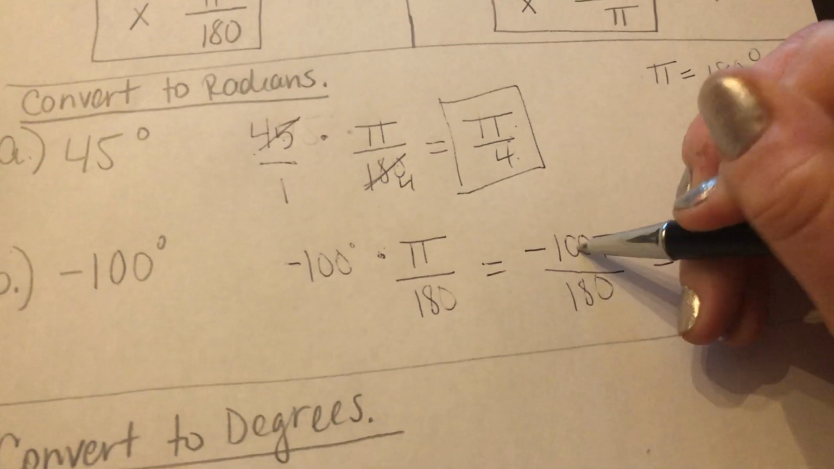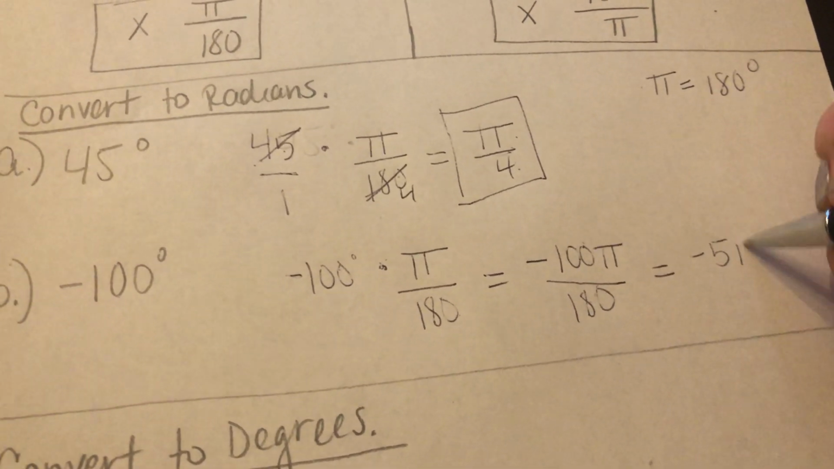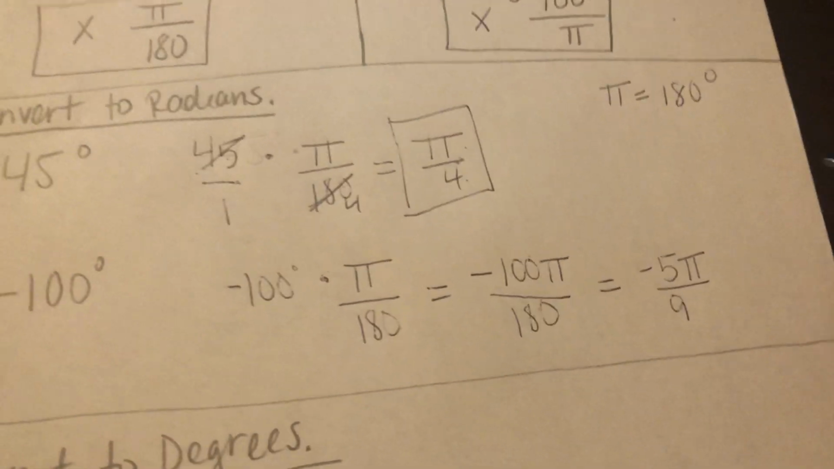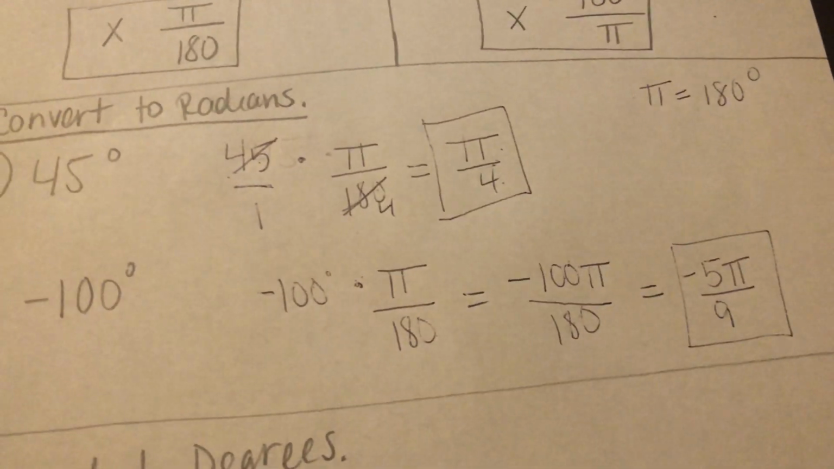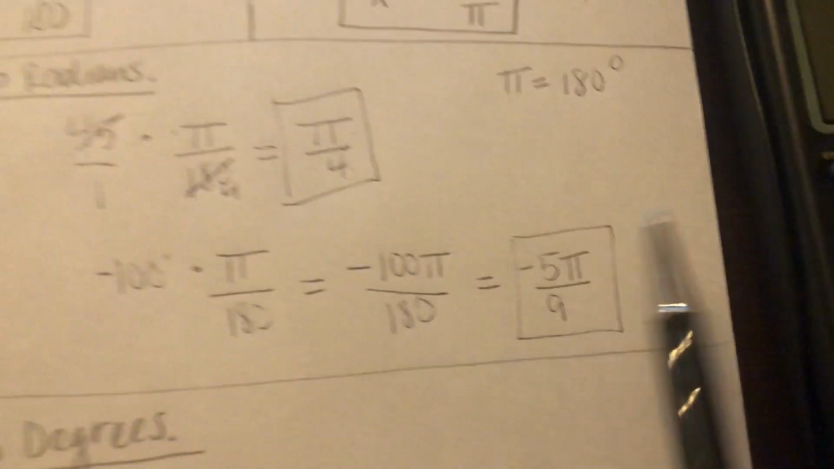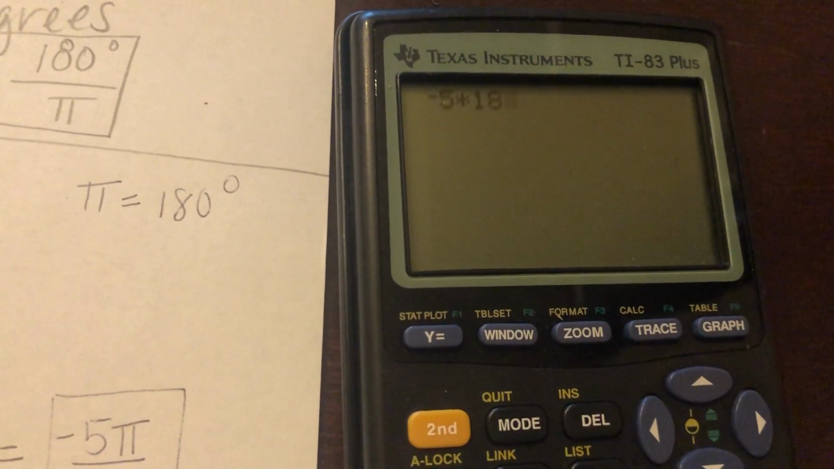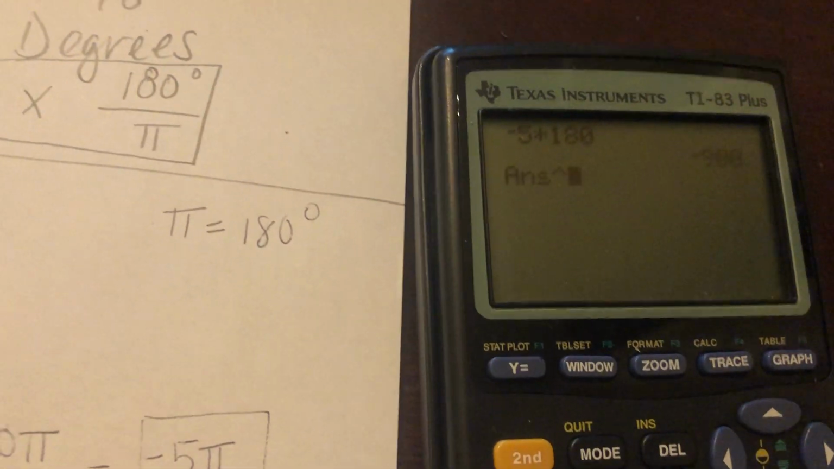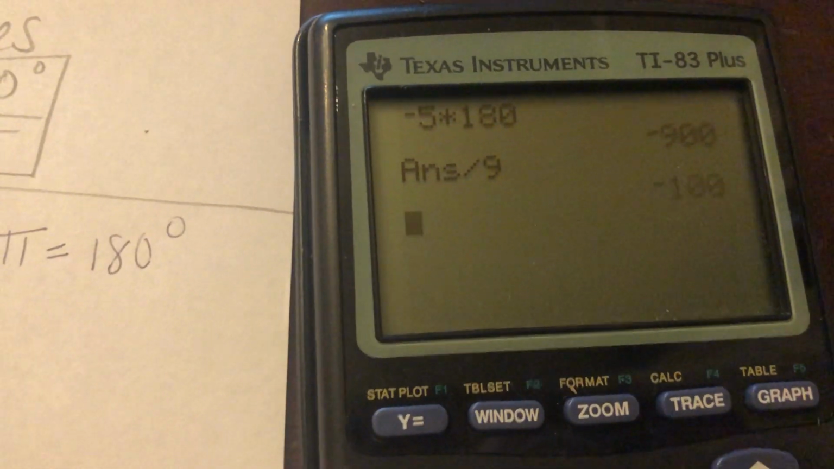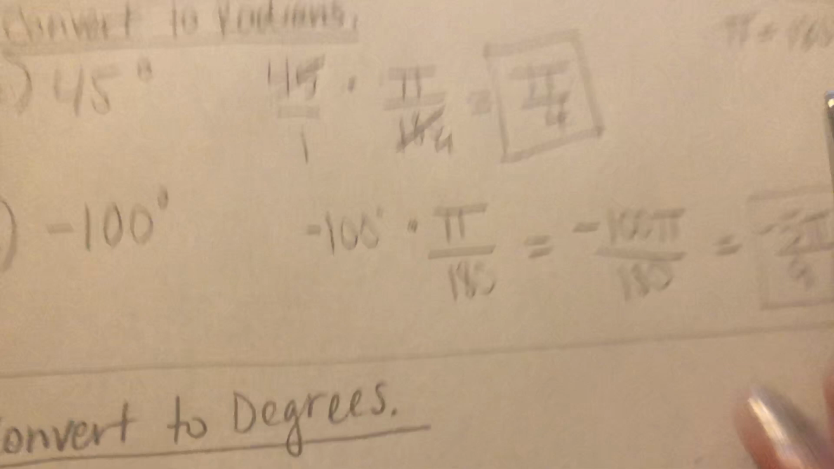And then you have to simplify. Divide both by 20. So what does that give me? Negative 5 pi over 9. And you can just leave it like that. Again, you could check your answer. Here, I got my calculator right here. Put a 180 here. Negative 5 times 180, divided by 9 equals negative 100. All I did was replace pi with 180, and I checked, and I got negative 100, okay?